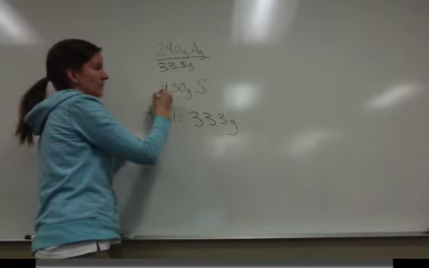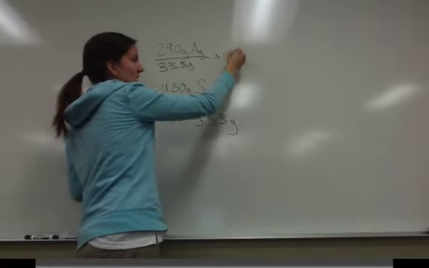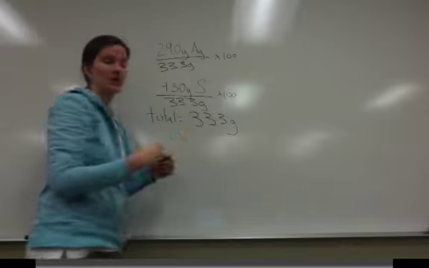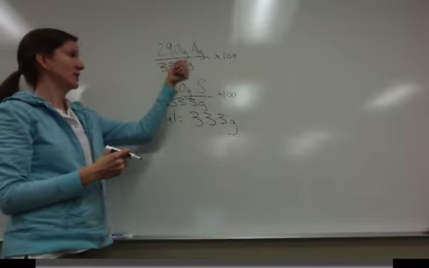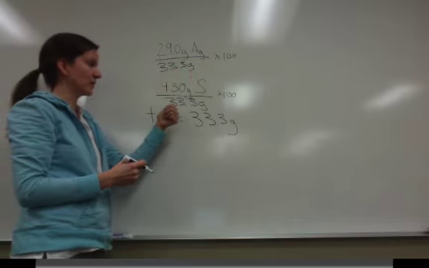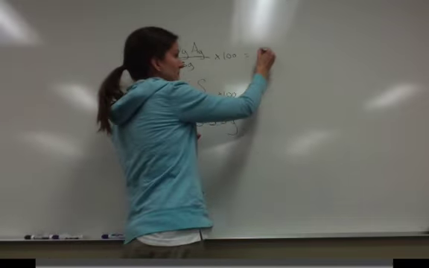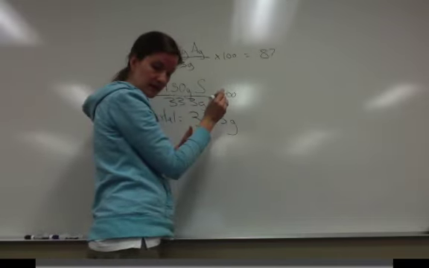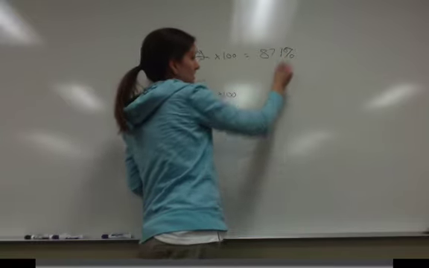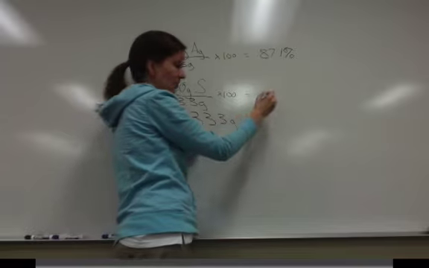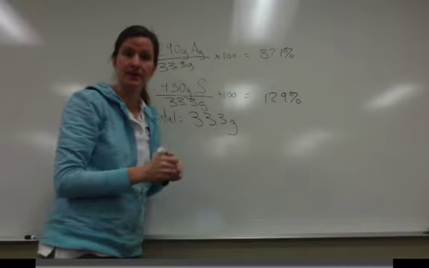And you take the sulfur part and divide by the total. And then you also want to multiply by 100 to get it into a percent. If you do this in your calculator, 29 divided by 33.3 times 100 and 4.3 divided by 33.3 times 100, you should get that silver is about 87.1%, and that sulfur is about 12.9% of your overall compound.